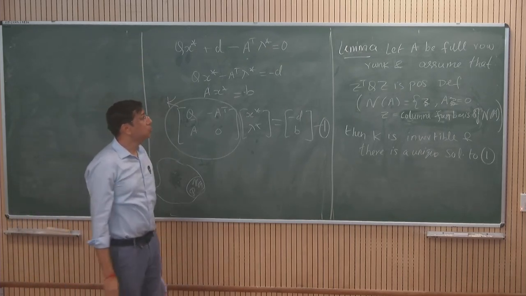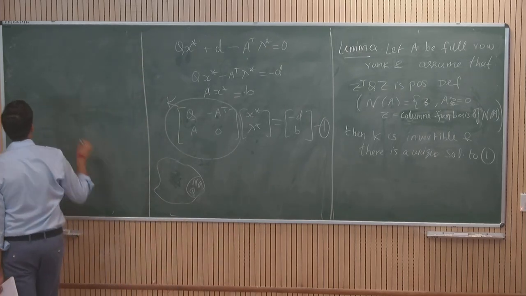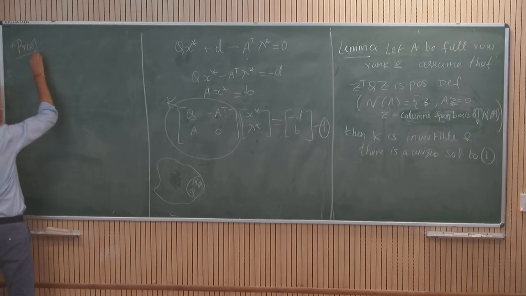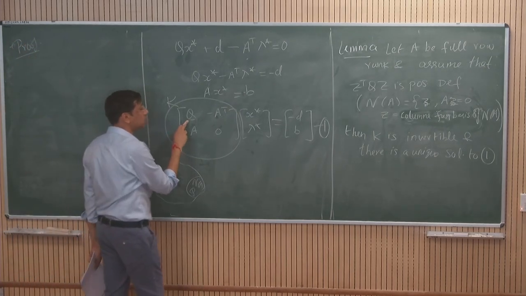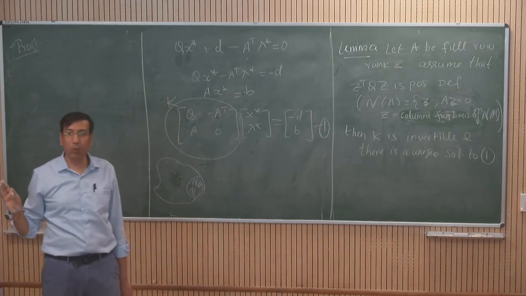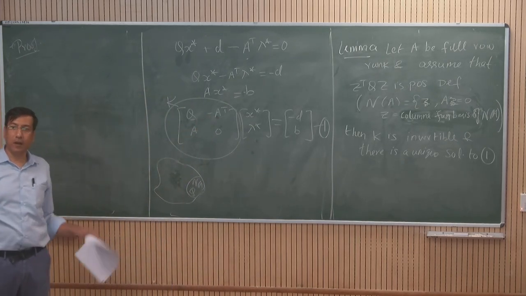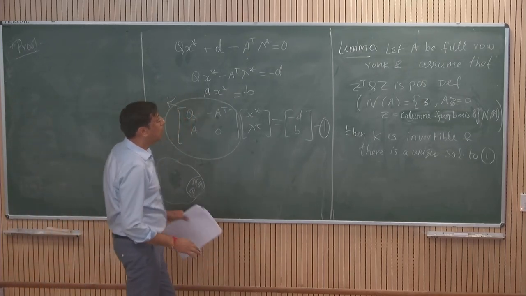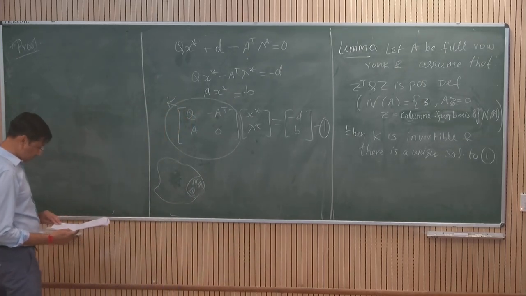Alright, so we've got to prove this now. Is everybody convinced why we are doing this work? If I had to just say this is positive definite, this is full row rank, this we have already proved. So we don't have to worry. We are trying to work towards relaxing this condition. Correct?